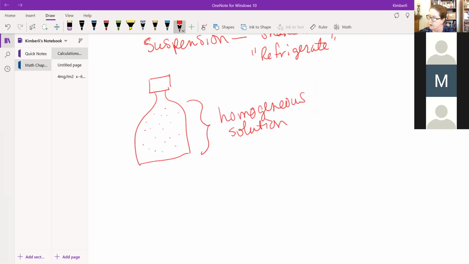Okay, but if they're not distributed evenly and they remain separate from the liquid, what's going to happen over time is that they're going to settle on the bottom, and you'll have a lot more drug on the bottom than you have at the top, right? And this is called heterogeneous.